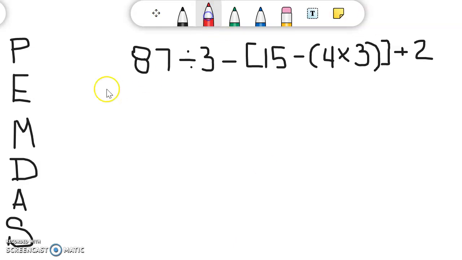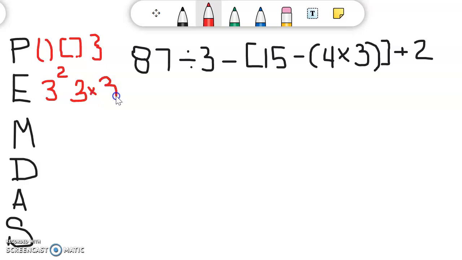So the P in PEMDAS stands for parentheses, brackets, and braces, and those are those little squiggly lines that you may see. The E stands for exponents, and that is where we have a base number, such as 3, and then we have the raised number up to the right, which will be our exponent. And that exponent simply tells us how many times to multiply the base number by itself. So 3 to the second power is 3 times 3. Not 3 plus 2, not 3 plus 3, not 3 times 2. That would be 3 times 3.